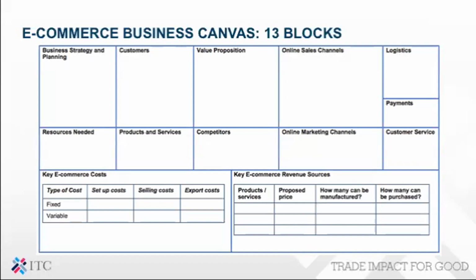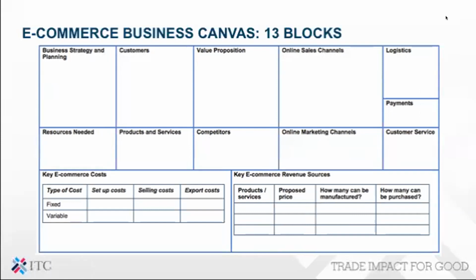section. So on the side here, you got the business strategy and planning. And then you have the customers next to it. You have the value proposition. You have the online sales channels. You have online marketing channels. You got competitors. You have the products and services. You have the resources needed. Over here, you got the logistics. You got the payments, so payment solutions. You have the customer service. And then down here, you have the e-commerce costs and the e-commerce revenue sources.